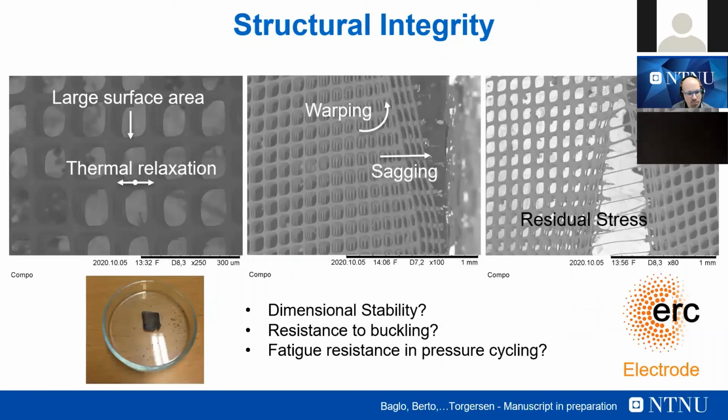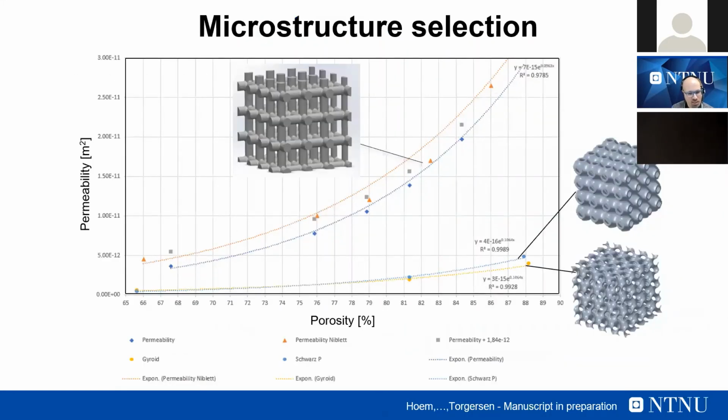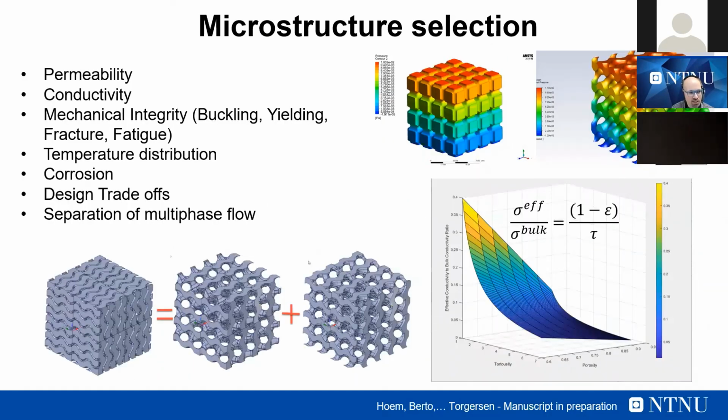But again, structural integrity plays a fundamental role, and especially fatigue is the cause of failure of many of these components under service conditions. So we always need to consider these aspects in our applications. This is another example where we are comparing different effects of lattice structures, and which is the permeability as a function of the porosity. A nice picture, an initial study that Yang has given to me for this presentation. And we are discussing the microstructure selection as a function of permeability, conductivity, mechanical integrity, temperature distribution, corrosion, design trade-off, and separation of multi-phase flow, because the flow dynamics problem is very important in this case.